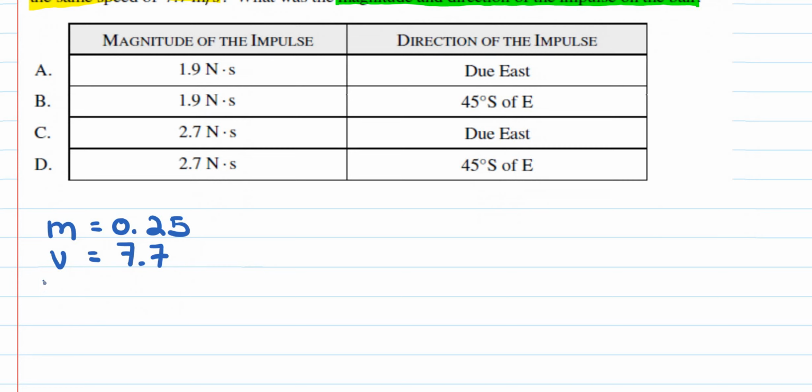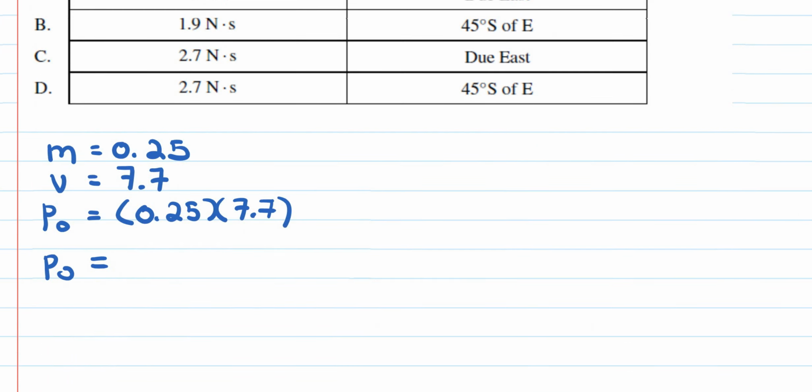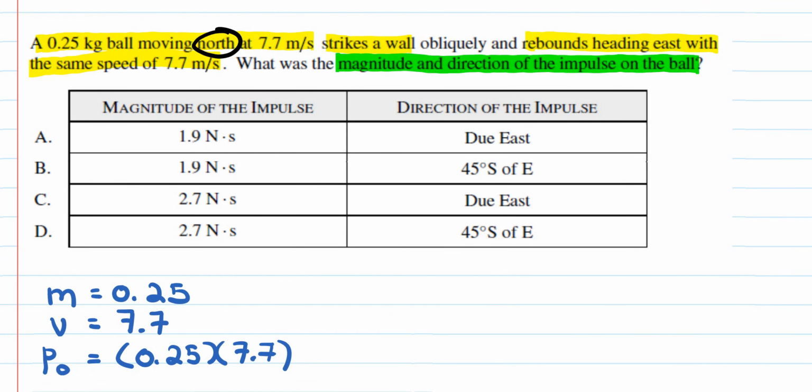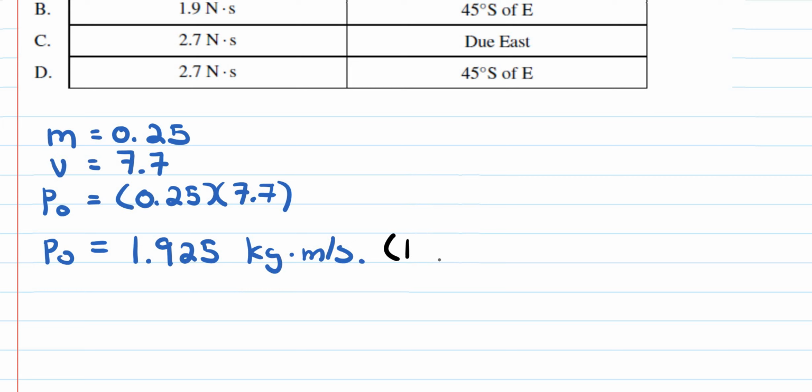So let's go ahead and find the magnitude of the initial momentum here. So that's going to be 0.25 times 7.7, and if I multiply those two numbers together there, the magnitude of the momentum here is going to be 1.925. And then the units are kilograms times meters per second. And we know that this is also going in the north direction there. So let's just put north like that.